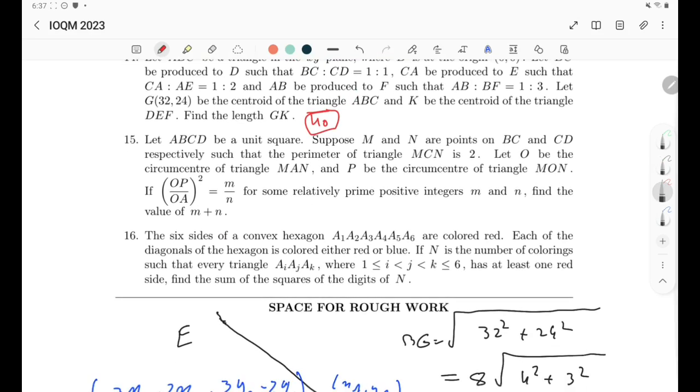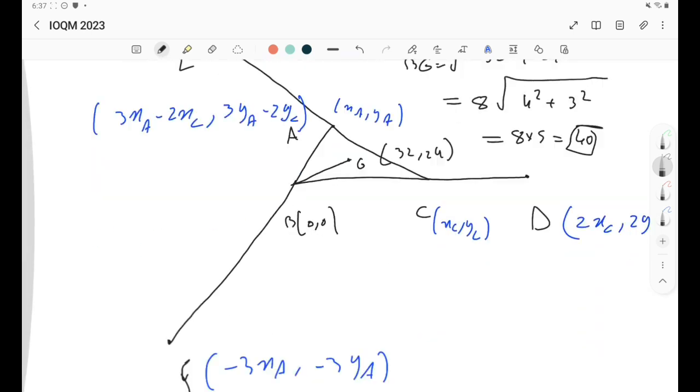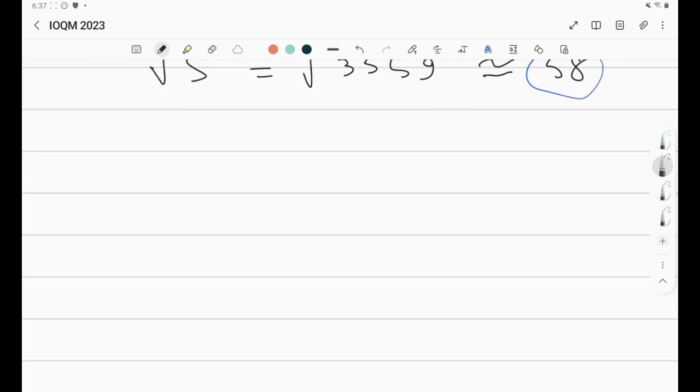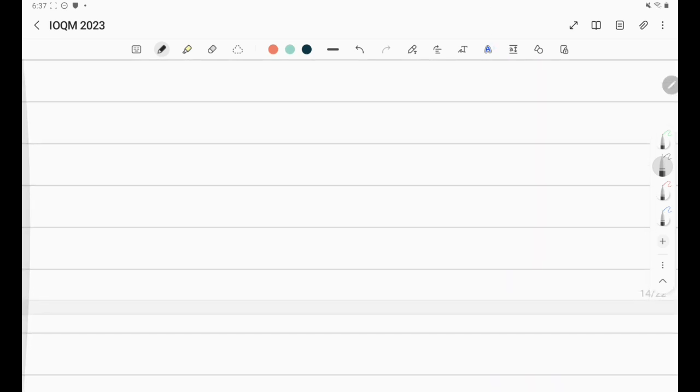Nice. Next, also a geometry question. We have a unit square ABCD. Okay, let me also draw the shape here for you. Okay, so we have a square. Let me do it here.